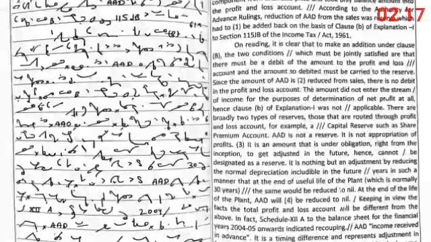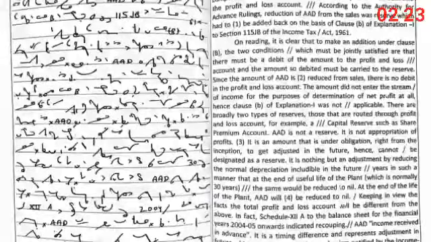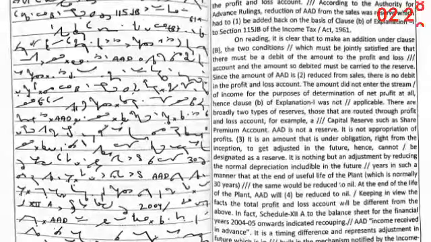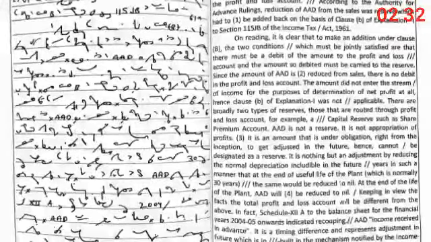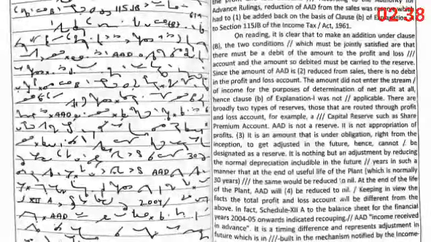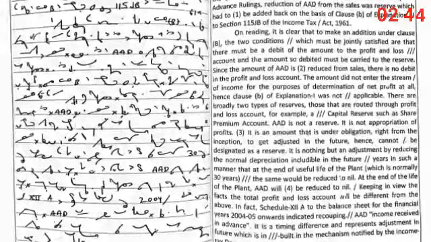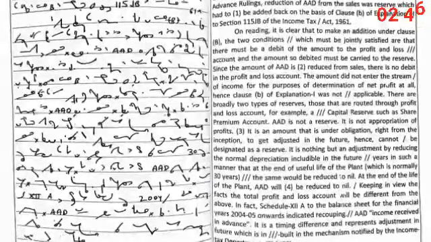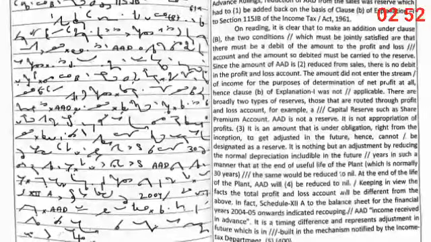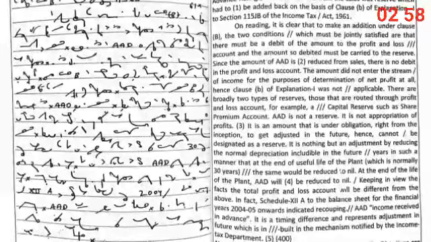There are broadly two types of reserves: those that are routed through the profit and loss account, and those that are not, for example, a capital reserve such as the share premium account. AAD is not a reserve. It is not an appropriation of profits. It is an amount that is under obligation right from the inception to get adjusted in the future, hence it cannot be designated as a reserve.